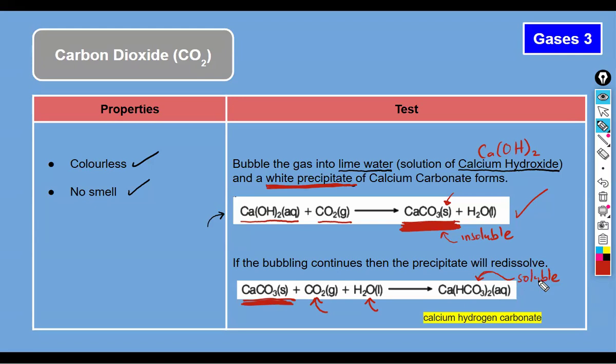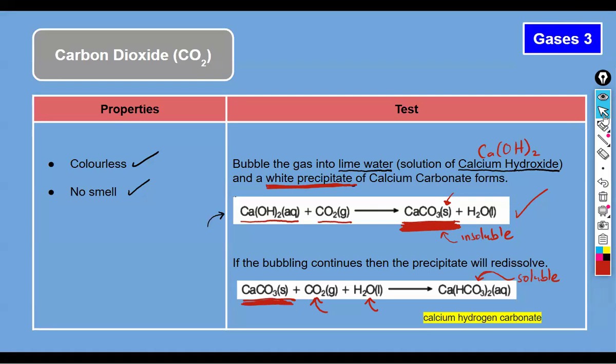So it's very important that you don't do the experiment for too long, because in the first half of the experiment, you form something that's insoluble. That's a solid. And then when you continue the experiment, the thing that you just made bonds with the extra carbon dioxide and excess water to form something soluble.